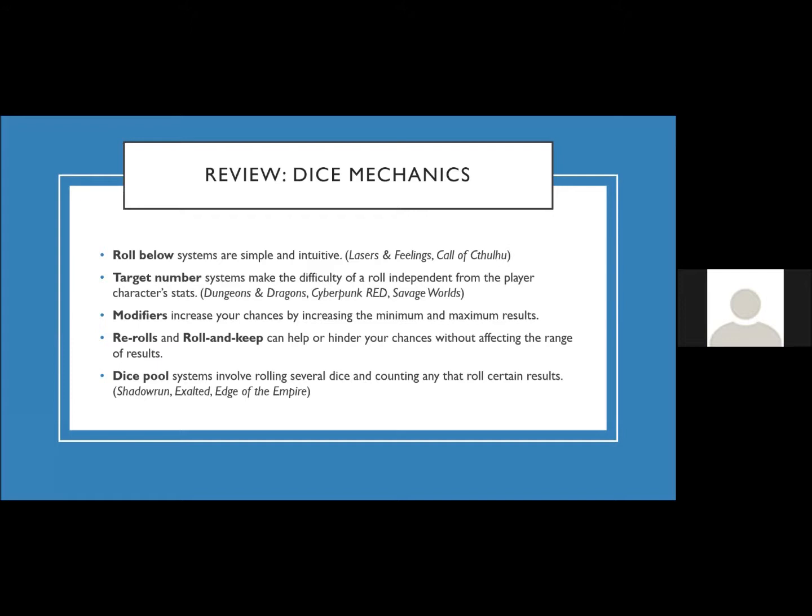Modifiers are a way for you to increase the player's chances of success by increasing the minimum and maximum results they can roll. However, that can be a double-edged sword in your game because it pushes numbers possibly out of the range of certain challenges. Rerolls and rolling keep systems can help or hinder your chances without affecting the range of results. As a result, those systems tend to be better for games with a very narrow range of numbers. Finally, dice pool systems involve rolling several dice and counting any that roll certain results. Games like Shadowrun use pools of regular dice. Edge of the Empire uses a pool of special symbol-based dice.